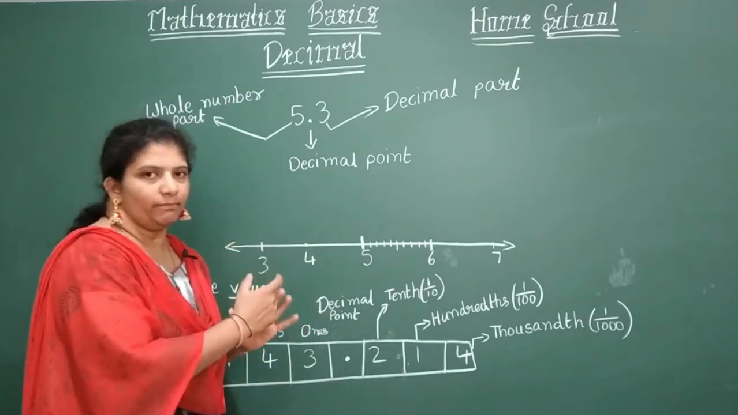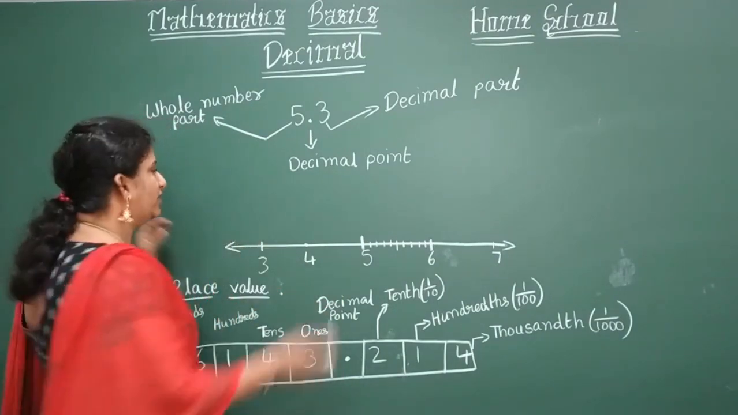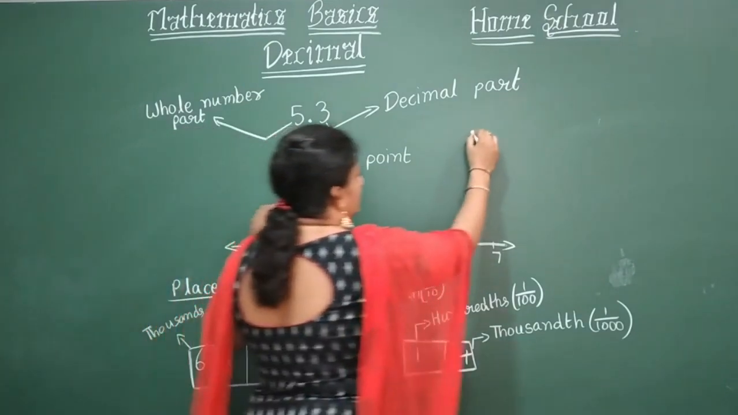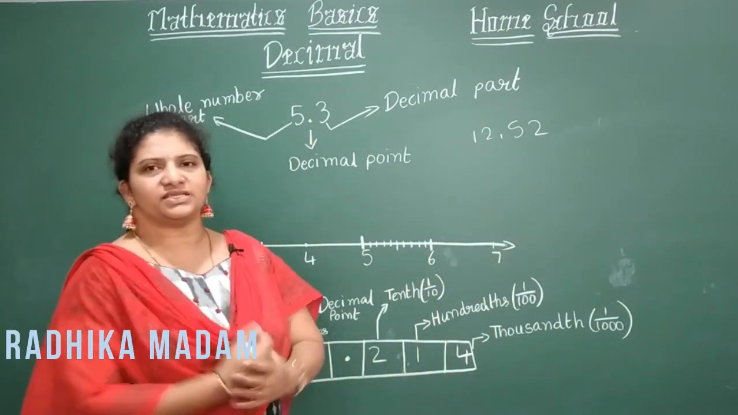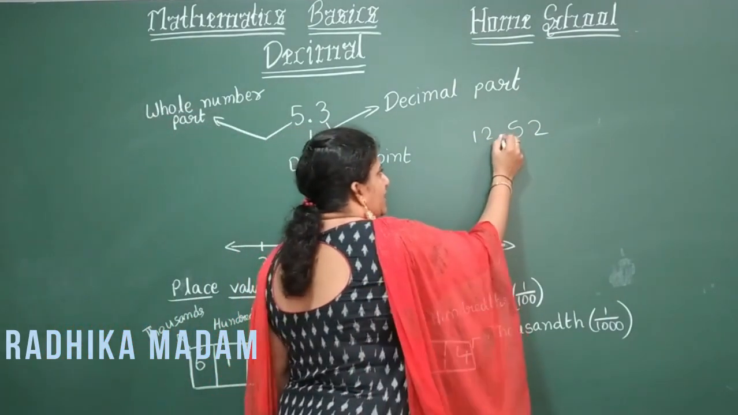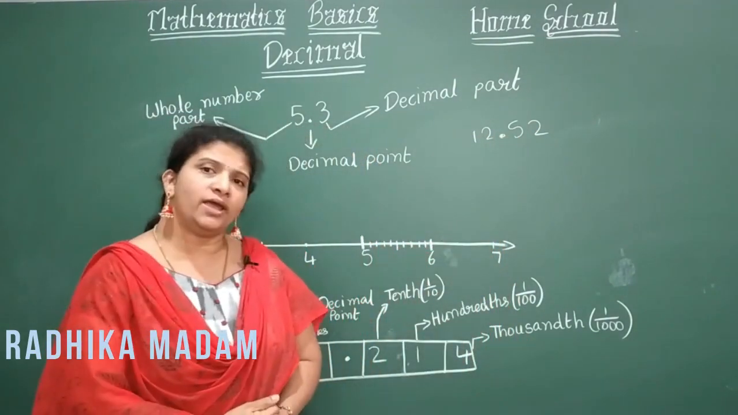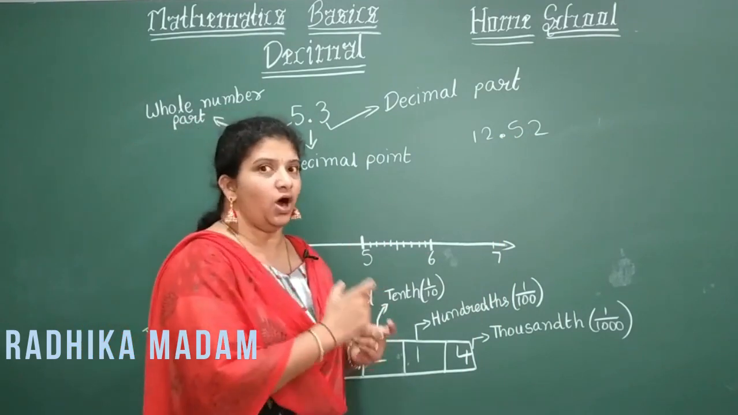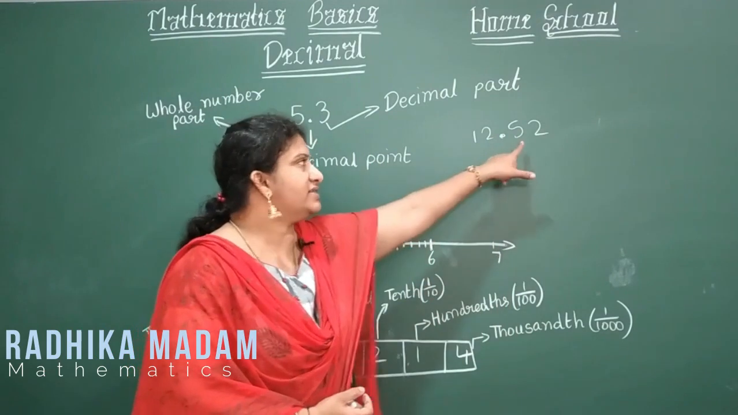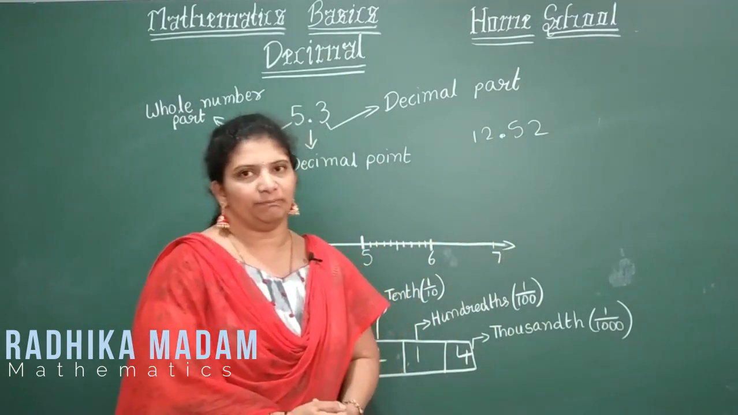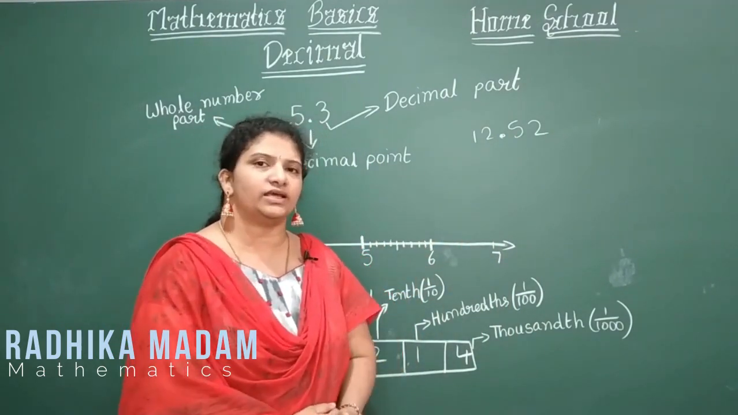So let me talk about one more example here, children. Let's take 12.52. So which is your decimal point? This is your decimal point. Where is the whole number part? 12 is the whole number part. The fraction part or decimal part is 52 towards the right of the decimal. How do you read this number, children?